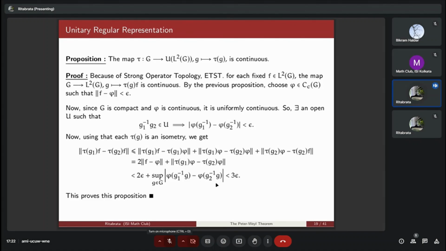So this shows that the map tau g to U of L2 of G, the group of unitary operators on L2 of G, is continuous. That is, we have already made L2 of G, the square integrable functions of G, a representation of the group G, a continuous representation. It is also unitary because we have already seen that, I mean, not proven, but it's easy to prove that all operators tau g are unitary.